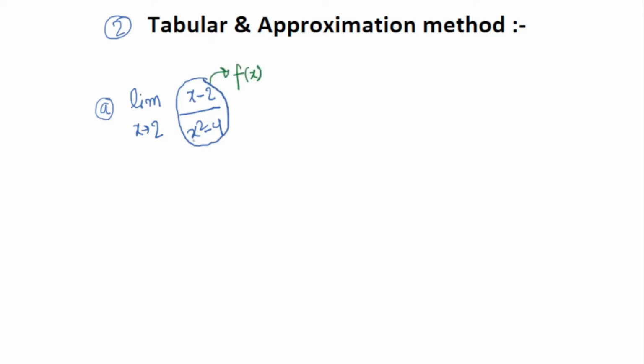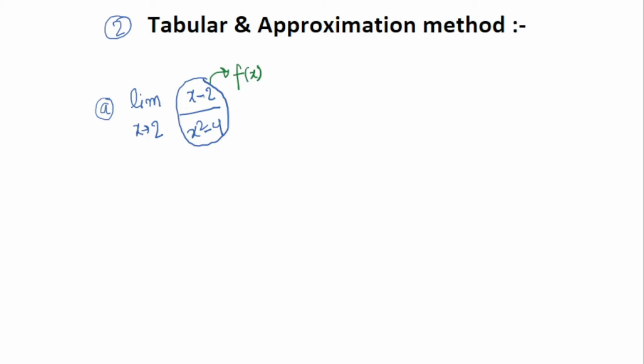First we need to see the first type, that is going to be the limit as x tends to 2 of (x minus 2) upon (x square minus 4). This is the function f(x). And if we want to calculate this limit, what we do directly is put x is equal to 2.